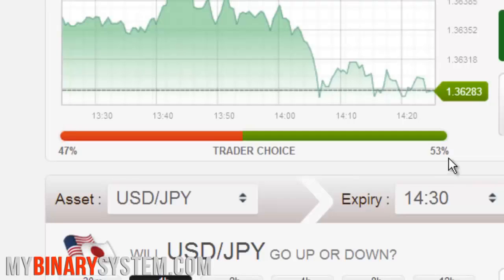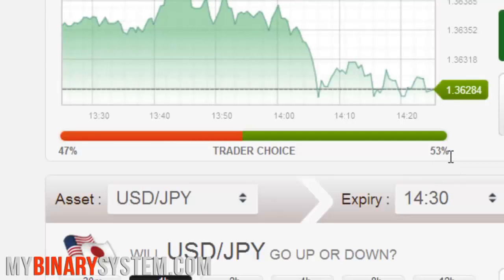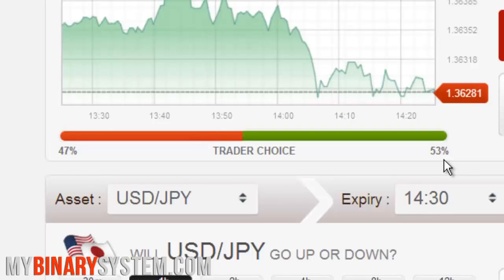So, at the moment, 53% of traders are saying the Euro-USD currency pair is going to go up, and 47% are saying it's going to go down from the current price level. Notice that consulting this tool is step number 1. This tool gives you the mainly traded direction, which is call.